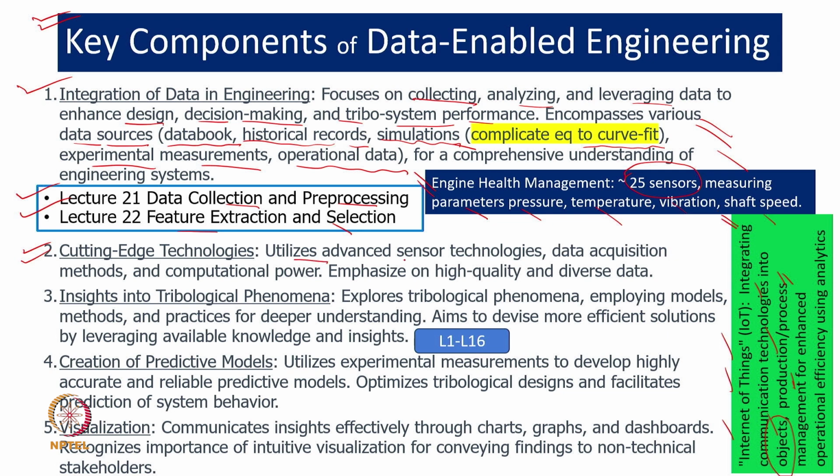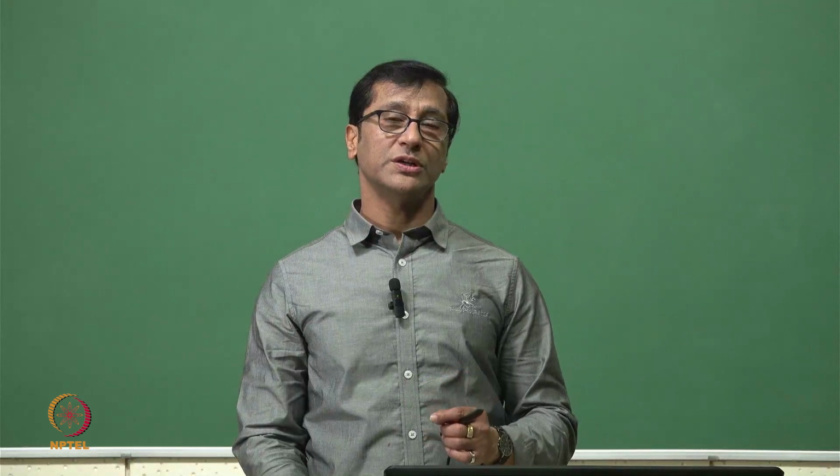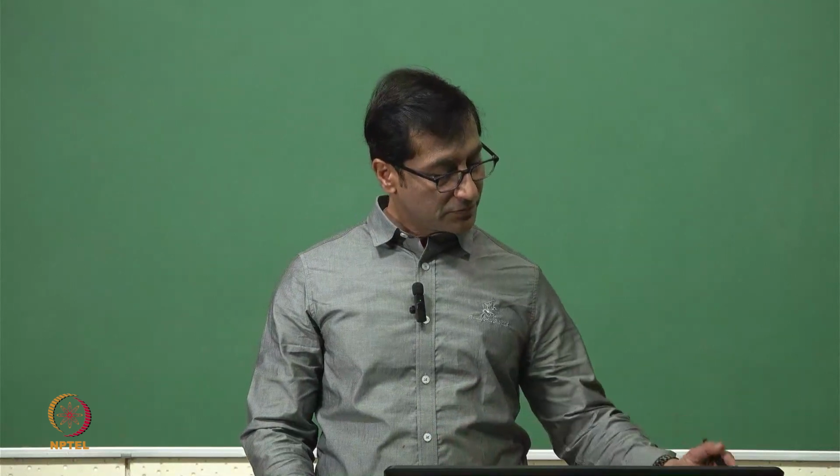We say utilize advanced sensor technologies, data acquisition systems or methods, and computational power, data accessing, processing, those things will also come in this case. What is the emphasis? Our emphasis is on high quality and diverse data. This is very important: we need to have different kinds of data available so that we get a complete range. It should not happen that we get data for only one or two operating conditions.